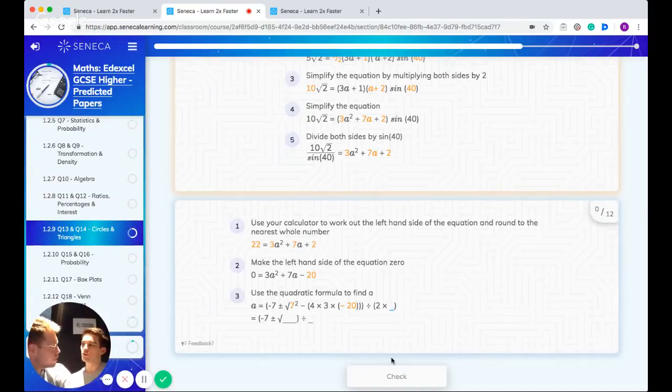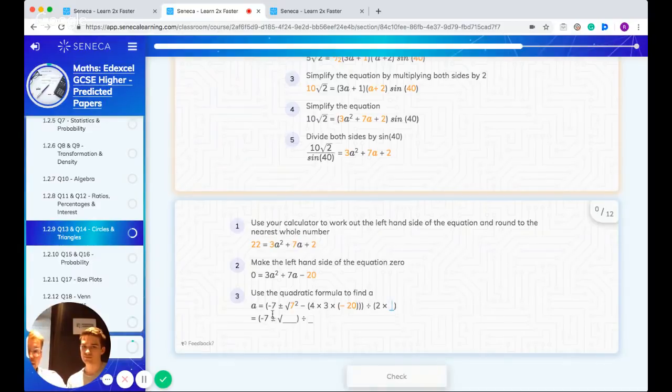Should we remind them what the quadratic formula is? Yes, please. Minus b, plus or minus the square root of b squared minus 4 times a times c, all of that divided by 2 lots of a. Perfect. And then our a is going to be 3, b is going to be 7, and c is going to be minus 20. Awesome. So now we can just sub all of that in.